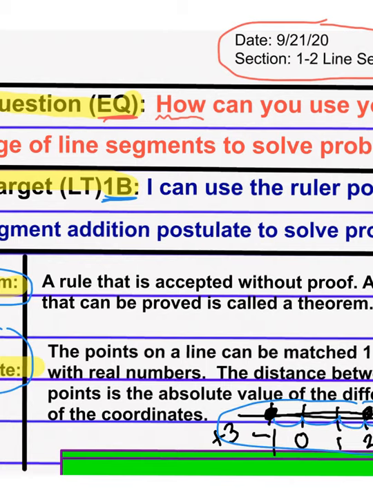So can we prove it? No, we just sort of accept it as a starting point. So that's an example of a postulate.